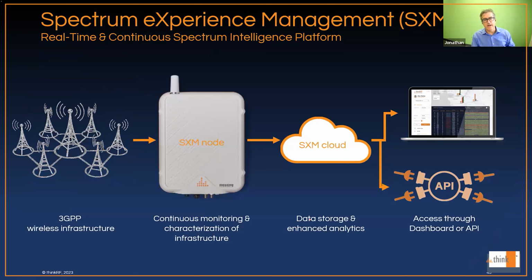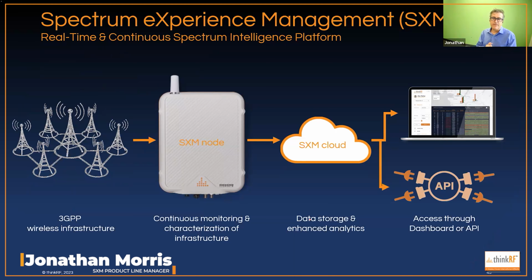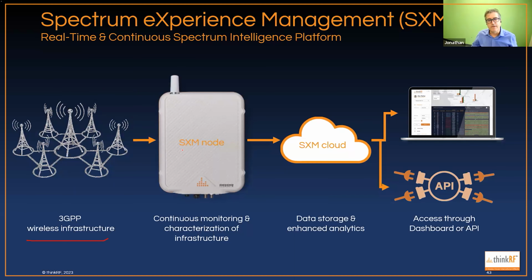So this is an overlay of the system that ThinkRF has come up with. You've got 3GPP infrastructure out there. You've got this device called the SXM node. Sorry, I should have provided an introduction. The name of our system is Spectrum Experience Management, or SXM, for real-time and continuous spectrum intelligence. At its heart is this SXM node out there in the field, continuously characterizing and monitoring the RF environment.